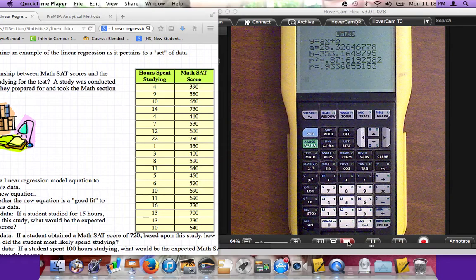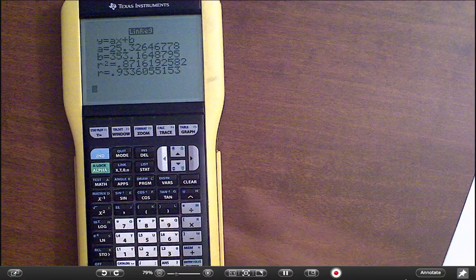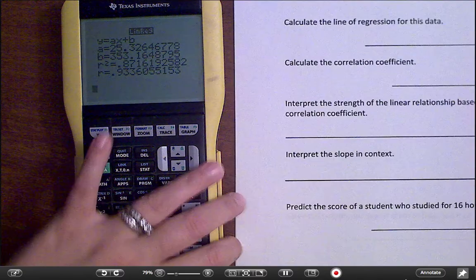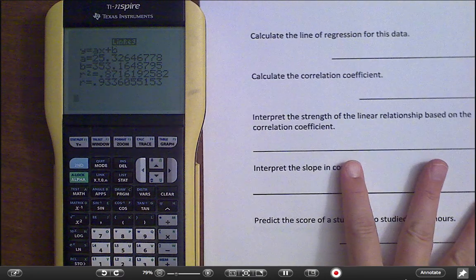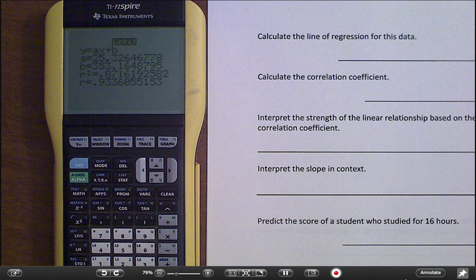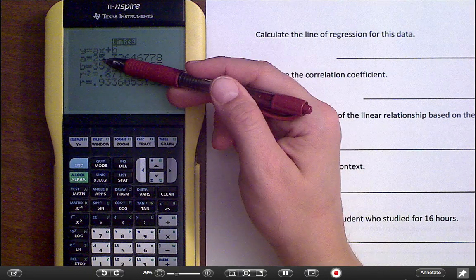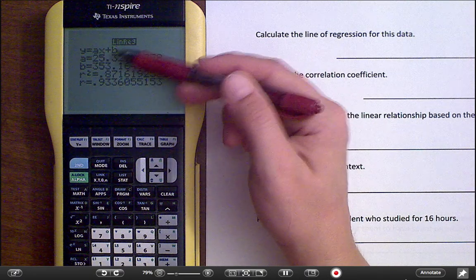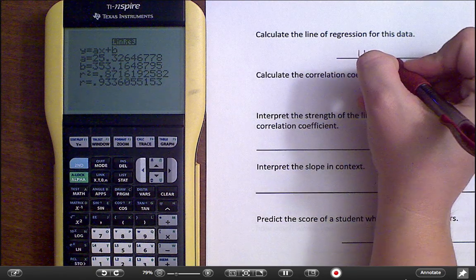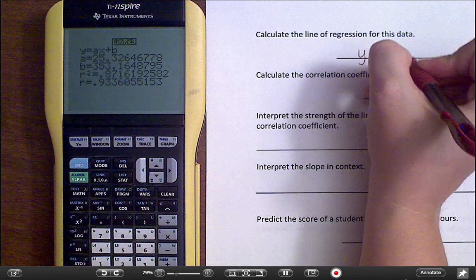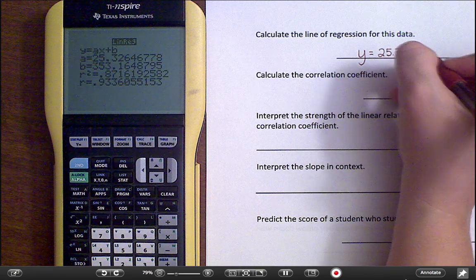Now I'm actually going to blow this back up here because now I've got this information, and I want to look at these questions at the same time. These are the same types of questions I'm going to ask you on all of these types of problems. Okay, so first it says calculate the line of regression. Well, that means write a linear equation. And that's what your calculator has given you here, where it says y equals ax plus b. The a is going there, and the b is going there, and that's going to be your linear equation. So my line of regression would be y equals, and you can round these off, 25.3x plus 353.2.